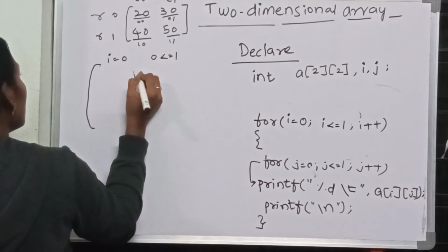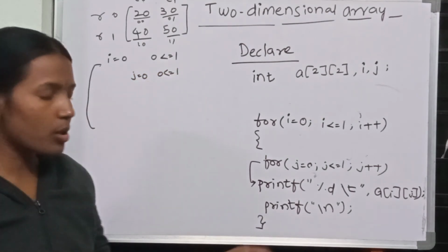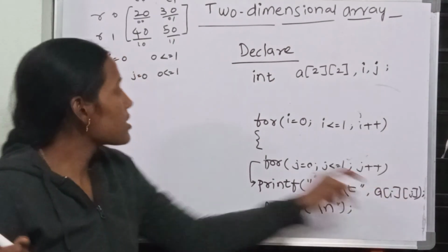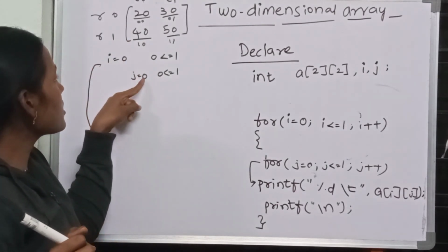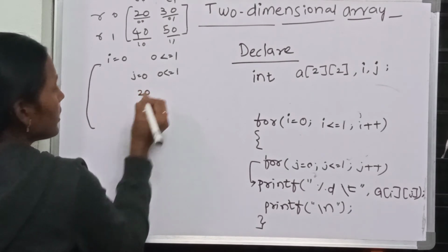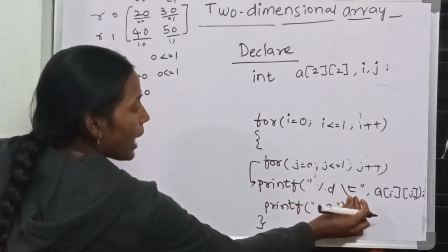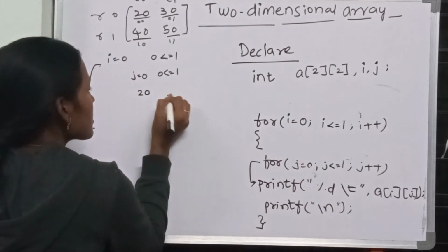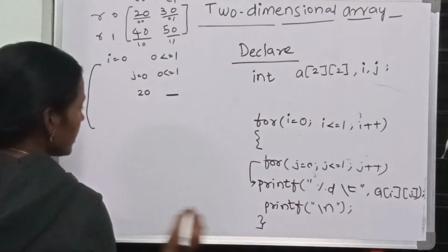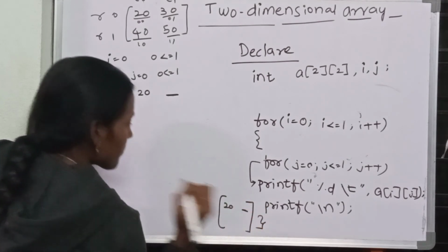j is 0, 0 is less than or equal to 1. If condition true, %d of a of ij. So a of ij means what? i is 0, j is 0. What do you have in 0, 0 position? 20. Right? 20 is printed. Next, what are you writing? Tab space. Slash t for tab space. So next output will be going to print over here. Control will wait over here.